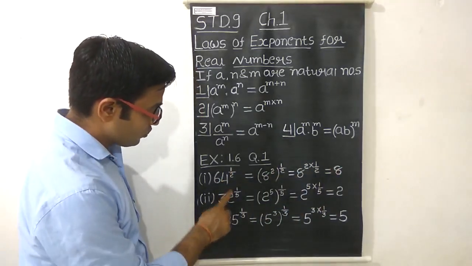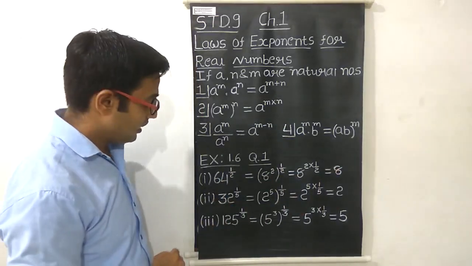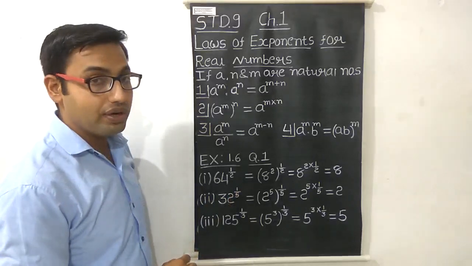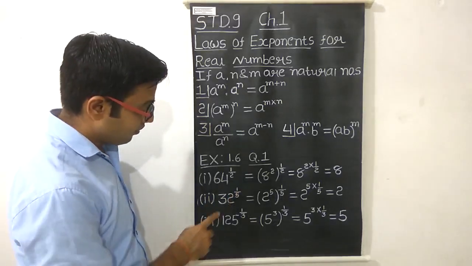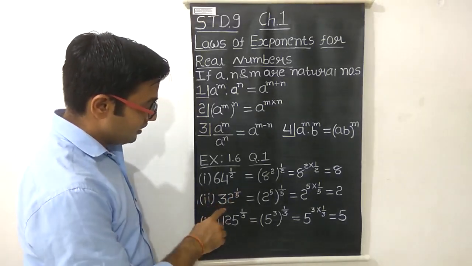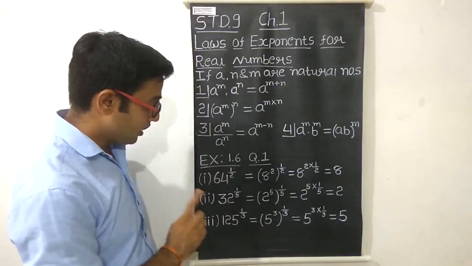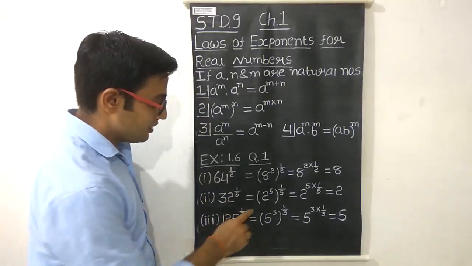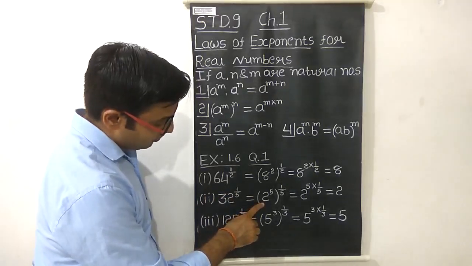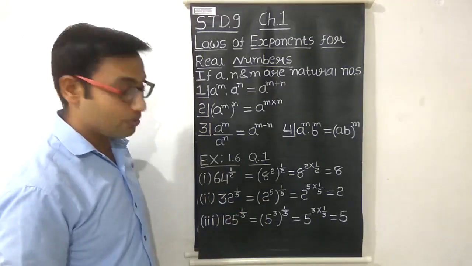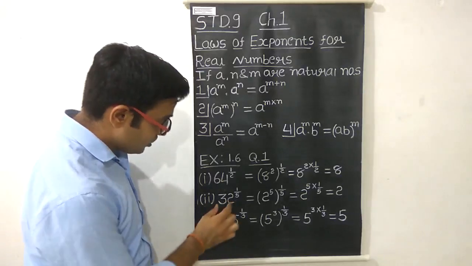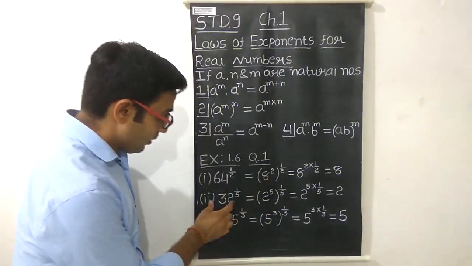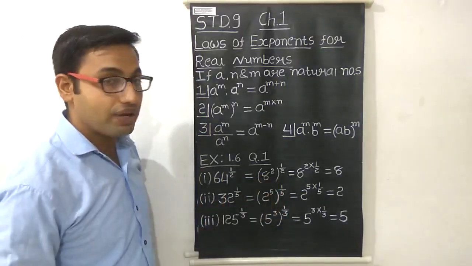Second one is 32 raised to 1 upon 5. Again, here the power 5 is in the denominator. So we have to think: is there any number which, raised to power 5, becomes 32? Yes, that is 2. If you apply 2 raised to power 5, then we get 32. So instead of 32, we can put 2 raised to power 5, and the whole raised to power 1 upon 5.